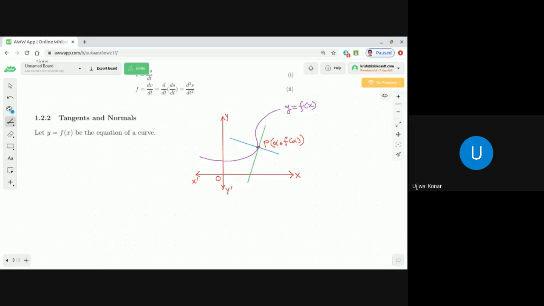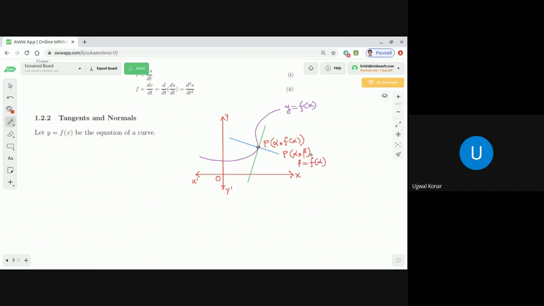What are we going to do? We are going to find the equation of these tangents and normals at the point (alpha, f(alpha)). How to find that? The equation of the tangent to the curve at the point (alpha, f(alpha)), we can also consider the coordinate of the point P as (alpha, beta), where beta is equal to f(alpha).